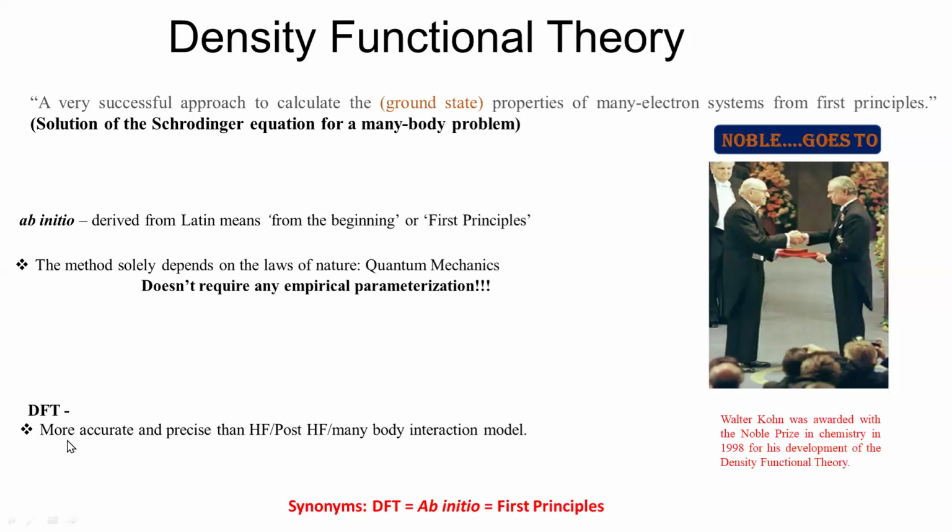And what are the benefits? Density functional theory is more accurate than its previous theories, such as the Hartree-Fock method, post-Hartree-Fock methods, or many body interaction models. So who developed this theory? This theory was developed by Walter Kohn, who received the 1998 Nobel Prize for chemistry.